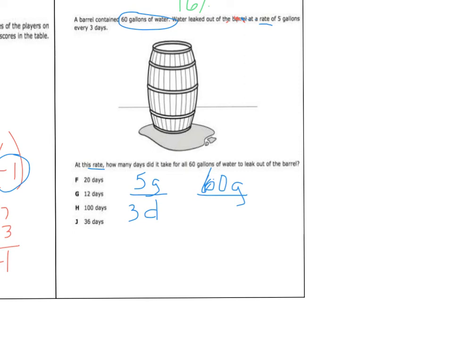Now I've set up a proportion, and all I have to do is find that missing number. So I can see there's a relationship between 5 and 60. 5 times 12 is 60. So I can multiply 3 by 12 to get my answer, which is 36 days. Choice J.